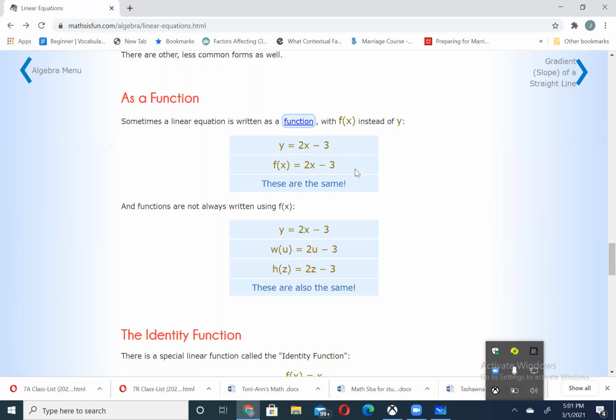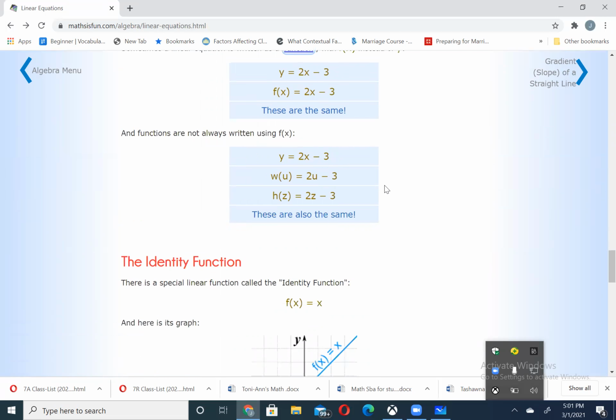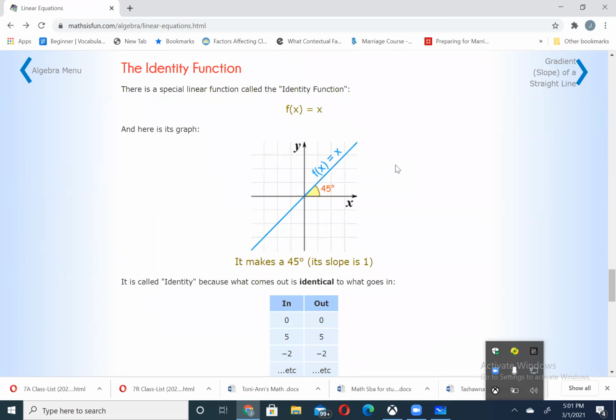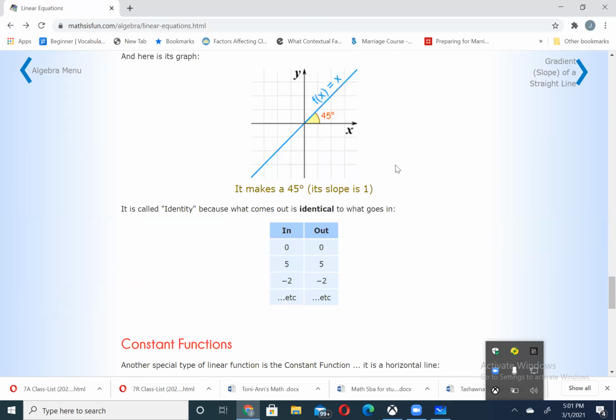All right. Sometimes a linear equation is written as a function with f of x instead of y. So just bear in mind that f of x is the same thing as saying y. And with functions, sometimes we have h of x, g of x, f of x. You can identify functions quite easily, and we will learn a little bit.